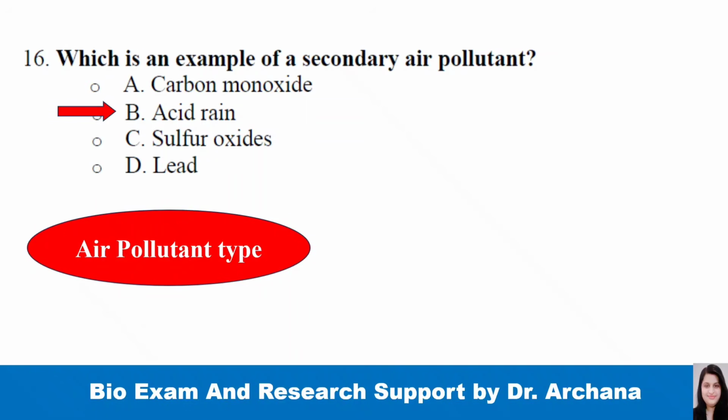Next question is which is an example of a secondary air pollutant. So what is a secondary air pollutant? Secondary air pollutants are not emitted directly. They are formed in the atmosphere by chemical reactions. So here all other gases like carbon monoxide, sulfur oxides, and lead are primary pollutants, while the acid rain, which is formed later in air, is the secondary pollutant. So the correct answer will be B, that is acid rain.